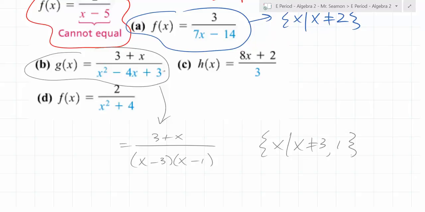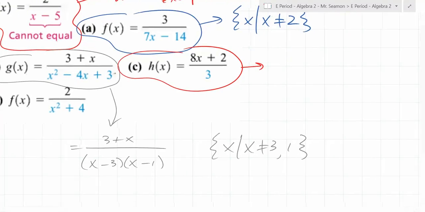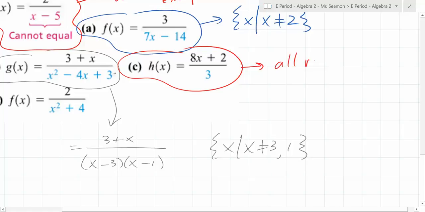3 and 1, not negative 3. Milo, what about the next one? Is this a rational function? Yeah, it is. What's the domain of that one? Can anybody help him? What's the domain of that one? All reals. Is there anything that makes the denominator 0? No. So the domain of that function is all real numbers.